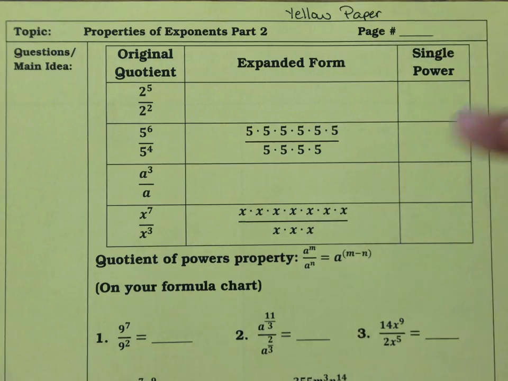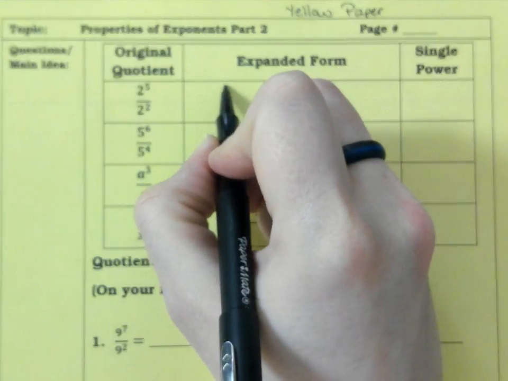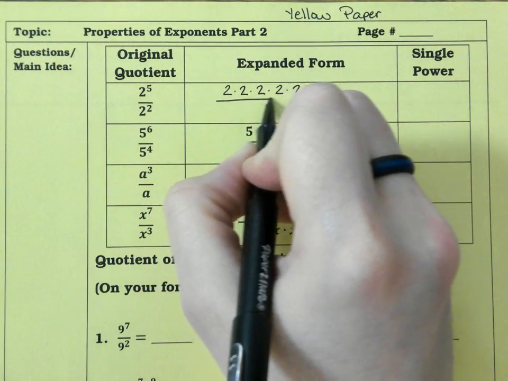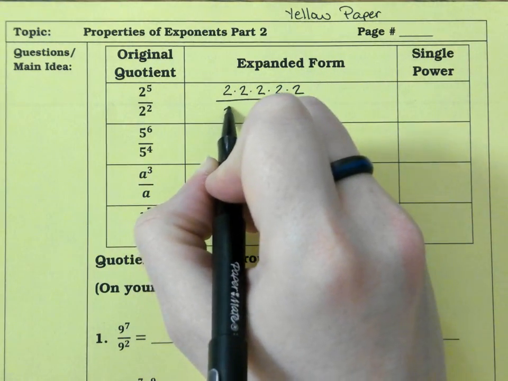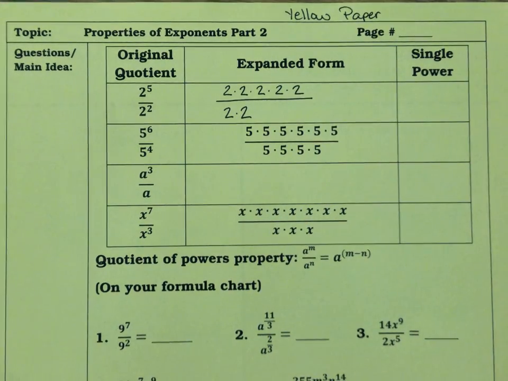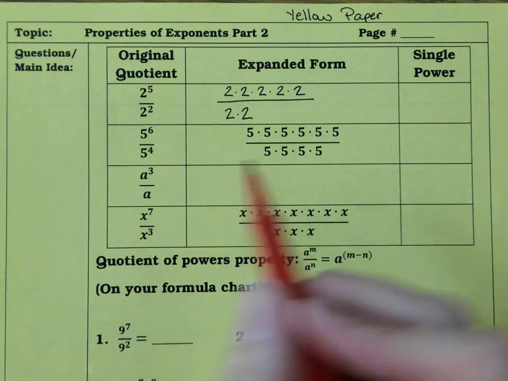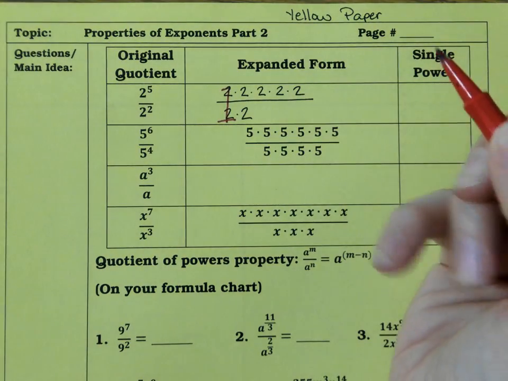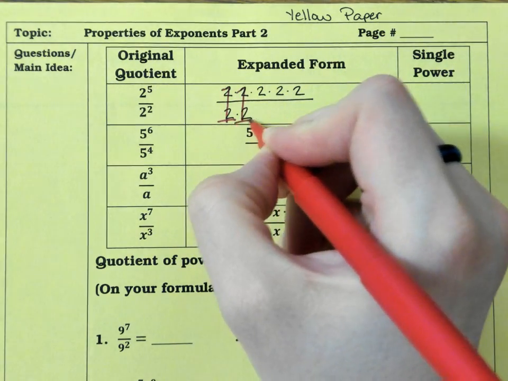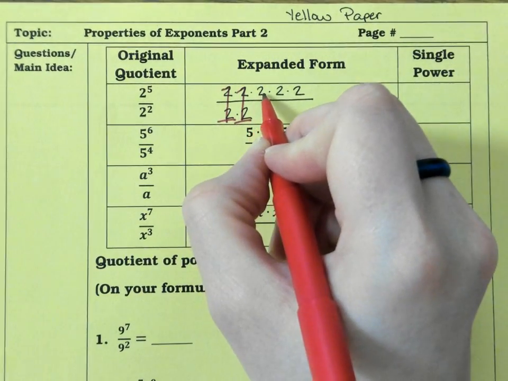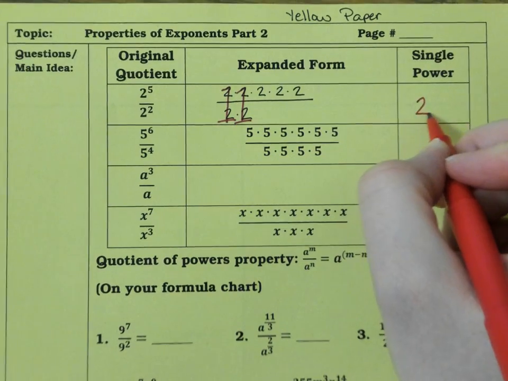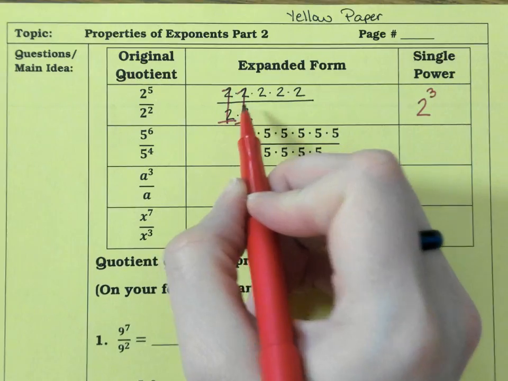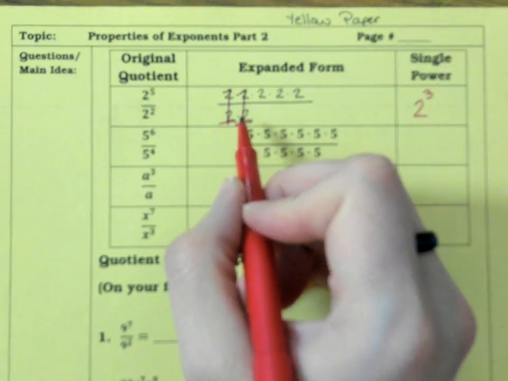So remember that 2 to the 5th means that there are 5 2's, and then on the bottom of this fraction I have 2 squared, which is 2 2's. And what happens here is that anything divided by itself is 1. So I'm going to turn that into an invisible 1. 2 divided by 2 is an invisible 1. And how many are left? 1, 2, 3, which means it's 2 cubed. Because 1 times 1 is 1, so those essentially go away.